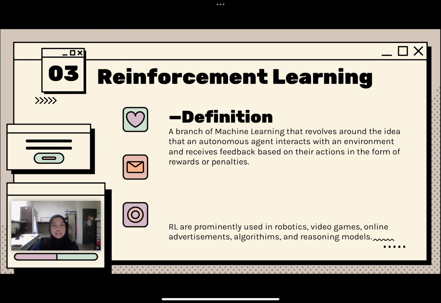Last but not least, reinforcement learning is a branch of machine learning whereby an autonomous agent interacts with an environment and receives feedback based on its actions. Nowadays, we can see that reinforcement learning is widely implemented in various sectors such as robotics, advertisements, video games, algorithms, and reasoning models.